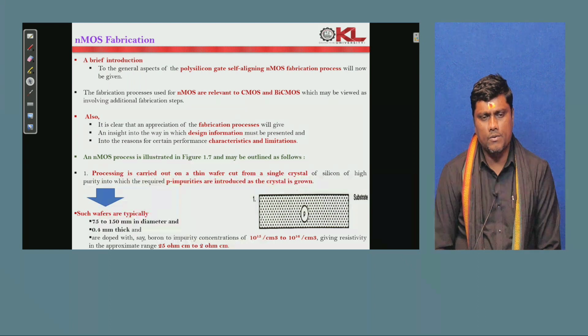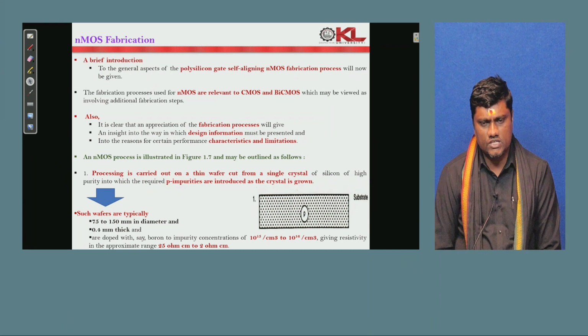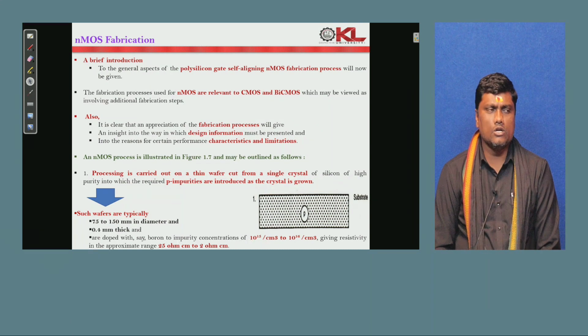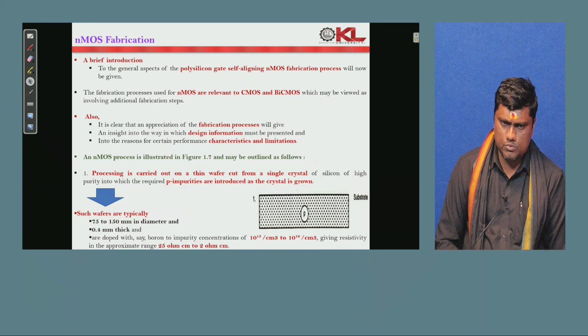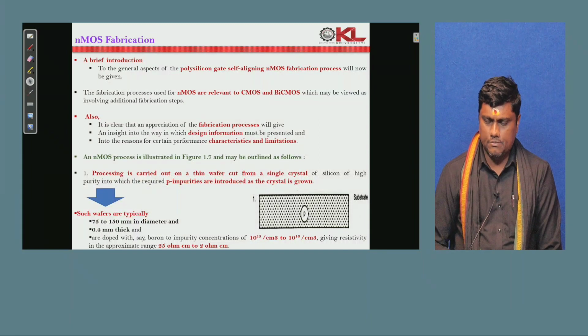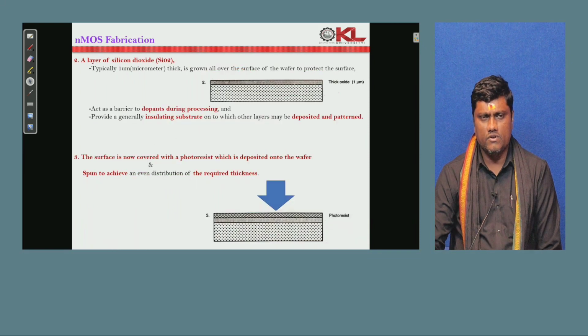It is 0.4 mm thick, and the impurity concentration of this wafer is considered 10 to the power of 15 per centimeter cube to 10 to the power of 16, which gives an approximate resistivity range of 25 ohm centimeters to 2 ohm centimeters. Such a wafer we require, because wafers are always the building block of any kind of device. The second step is a layer of silicon oxide.